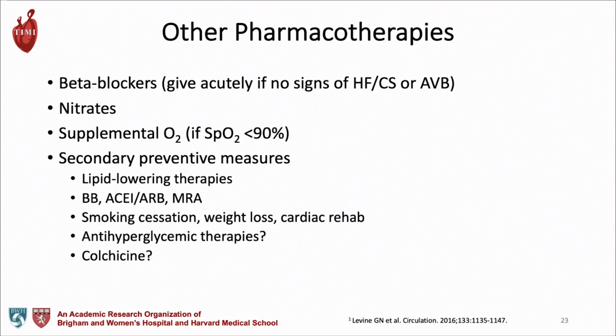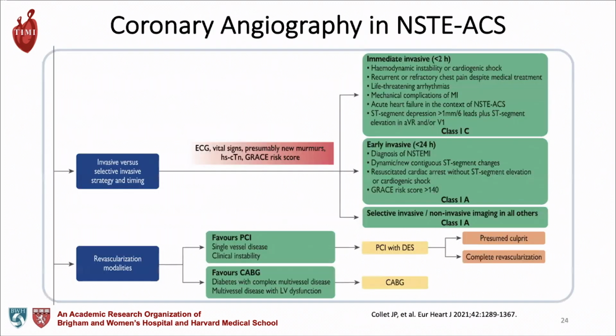And then the hospitalization for NSTEMI is often the time that we're focusing on secondary preventive measures: lipid-lowering therapies, heart failure therapy, smoking cessation, weight loss, cardiac rehab. And then more recently, we've been really focusing on initiating anti-hyperglycemic therapies that may be associated with cardiovascular risk reduction, such as GLP-1RAs and SGLT2 inhibitors. And finally, colchicine and anti-inflammatory therapy, there's increasing data to support its use following ACS.